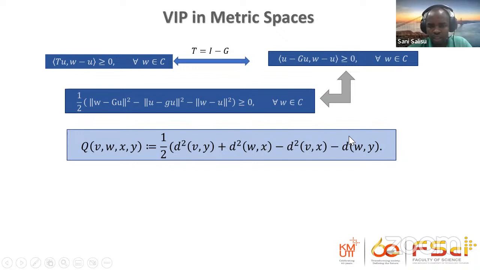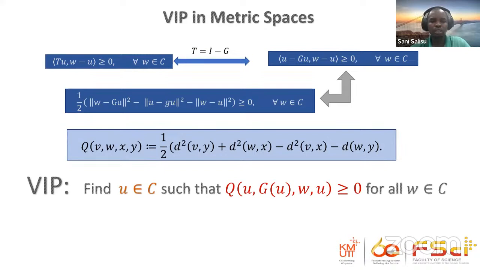I think there is a little typo. There's supposed to be some kind of closing parenthesis here. Then using this operator, we have our variational inequality to be finding U in C such that PU, GU, WU is actually bigger or equal.